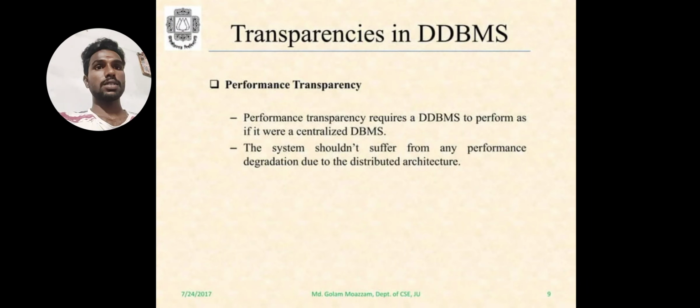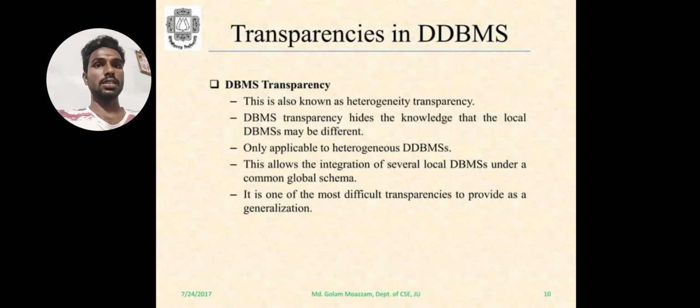Performance transparency. Performance transparency requires a DDBS to perform as if it were a centralized DBMS. The system should not suffer from any performance degradation due to the distributed architecture.